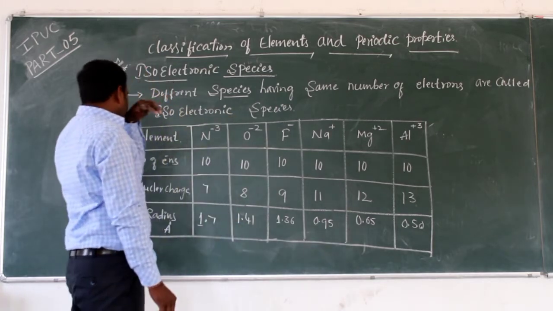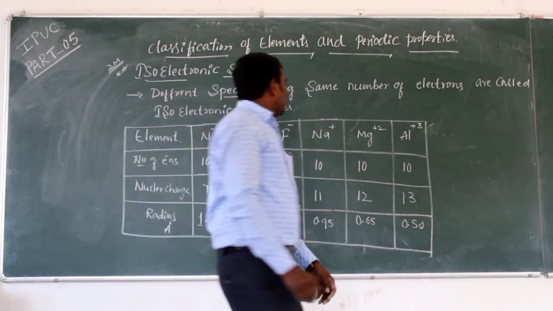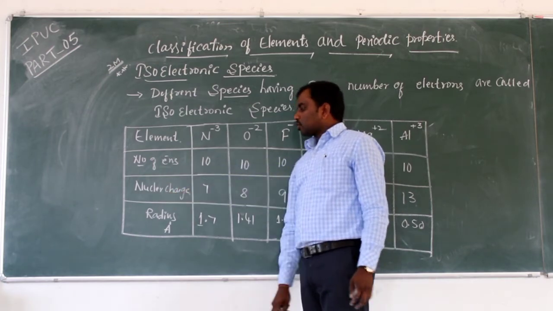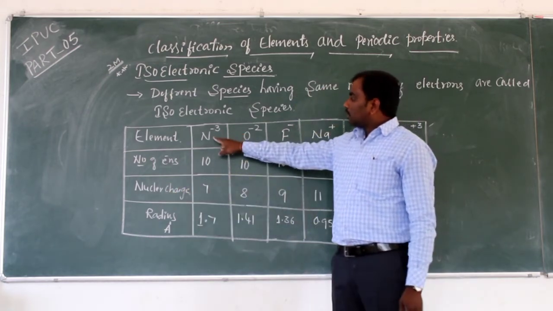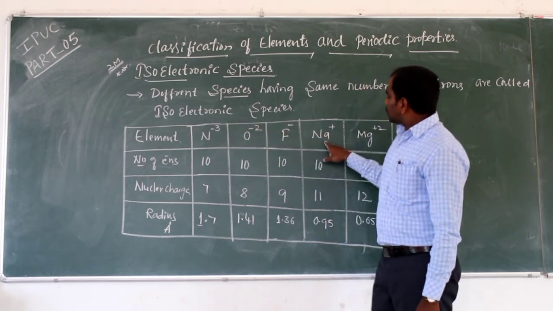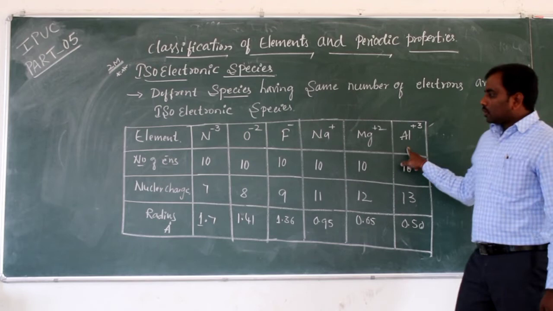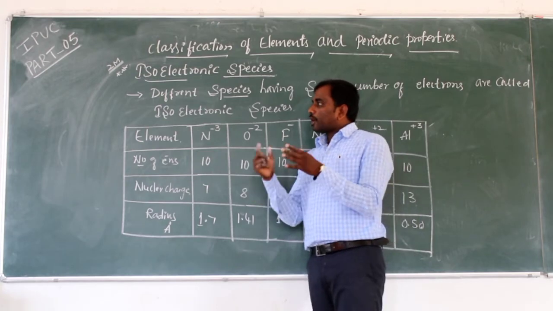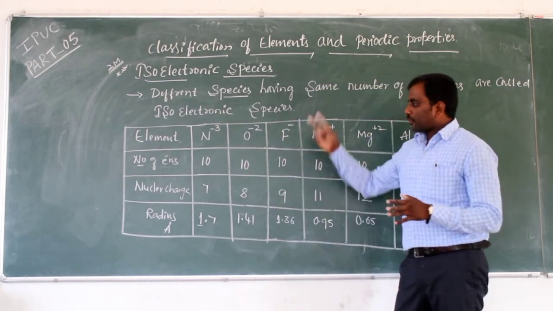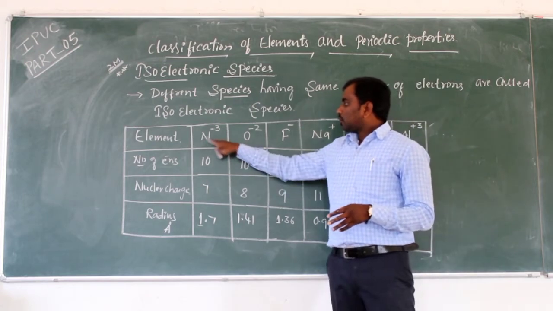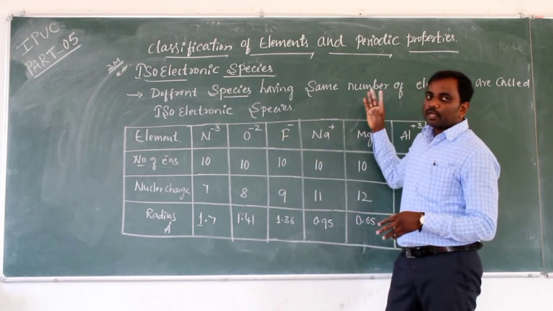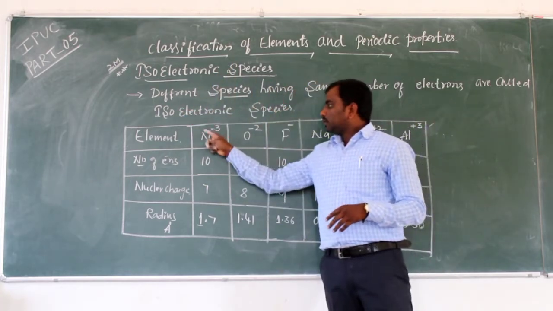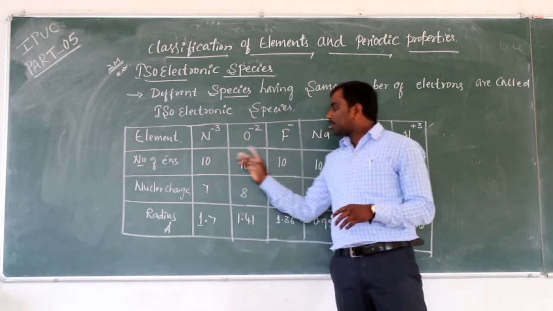Okay, see this table: element, number of electrons, nuclear charge, radius, right? Here nitrogen, oxygen, fluorine, sodium, magnesium, aluminium. Here these are different species. Is it clear? See, isoelectronic species have the same number of electrons. All of these are different species, right? Here each species has the same number of electrons.